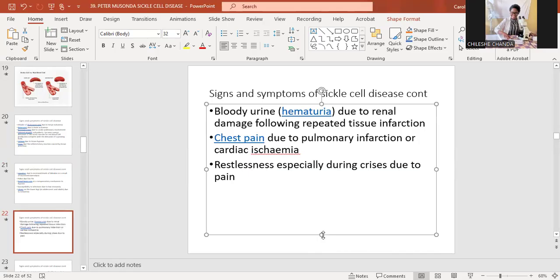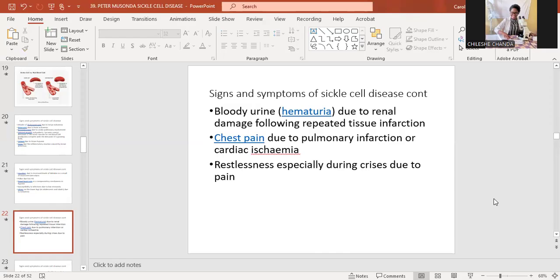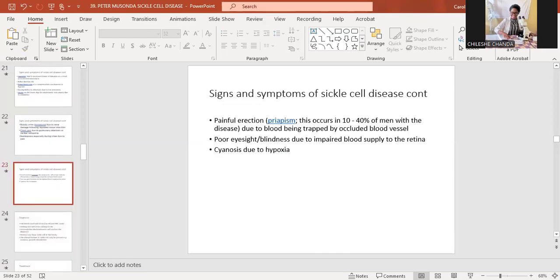The patient will have blood in urine due to renal damage. Now, this is due to repeated tissue infarction. The patient will have pain, chest pain due to pulmonary infarction or cardiac ischemia. The patient will be restless, especially during a crisis, and this is as a result of pain.